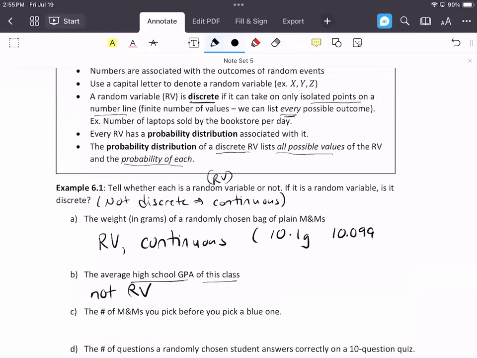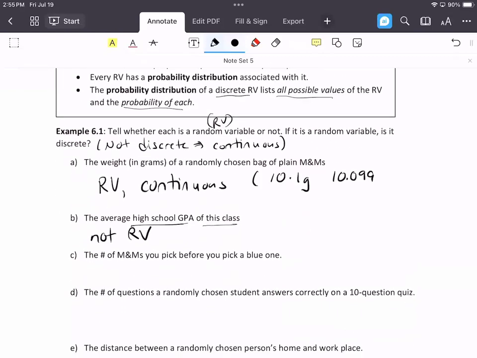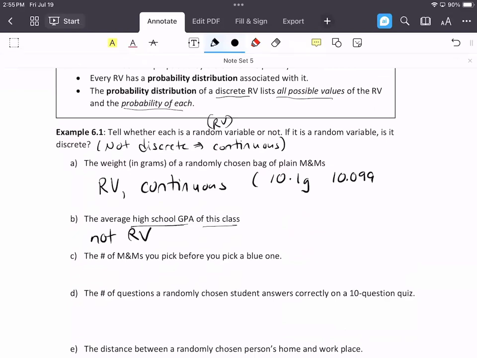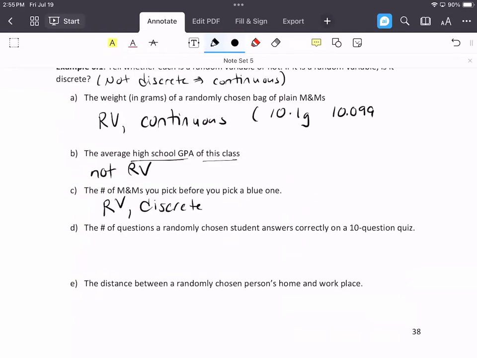Is it a variable whose values are numbers? Yes. So it is a random variable. Is it continuous or discrete? Well, it's discrete because we could count them. We could count out the number of M&Ms in the bag. So we have it being discrete. Next, the number of questions a randomly chosen student answers correctly on a 10-question quiz. Let's say that you're either wrong or right. There is no partial credit. Hopefully you see right away. Of course, that's a random variable and it is also discrete.